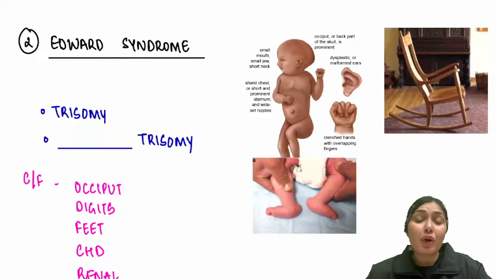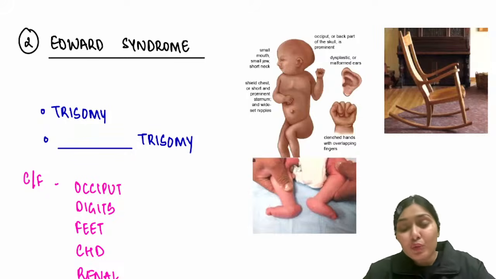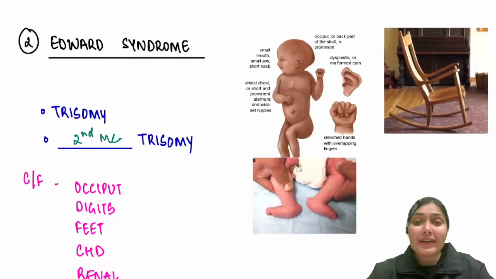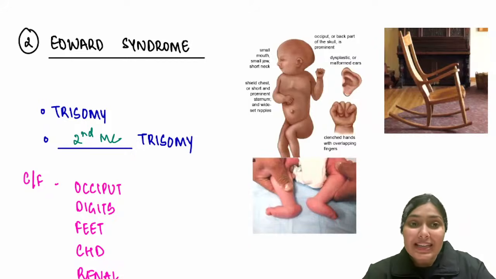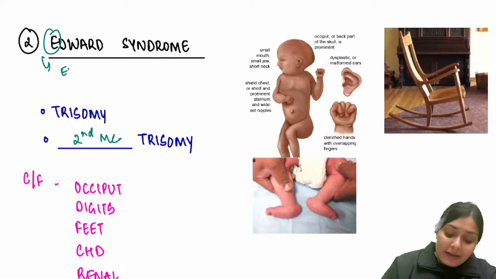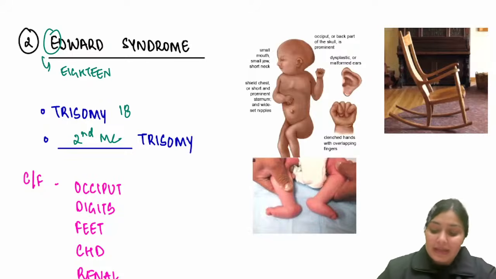The first most common trisomy we discussed was Down. Edward is the second most common trisomy. And can you tell me which trisomy Edward syndrome is? E for Edward, E for 18. So this is trisomy 18.